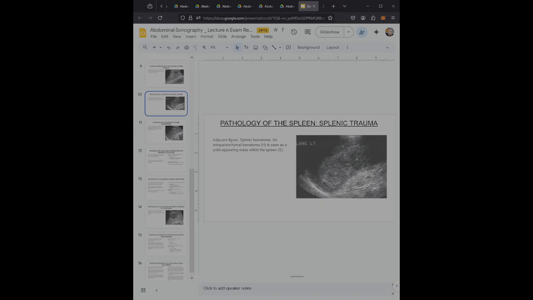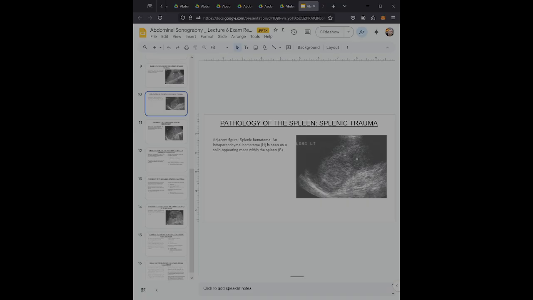Splenic trauma. The spleen is often injured in cases of blunt trauma. And patients who suffer from splenic trauma complain of left upper quadrant pain and will have decreased hematocrit. A hematoma within the spleen can be quite difficult to identify, and it may appear isoechoic to splenic tissue, and it can be either subcapsular or intraparenchymal.